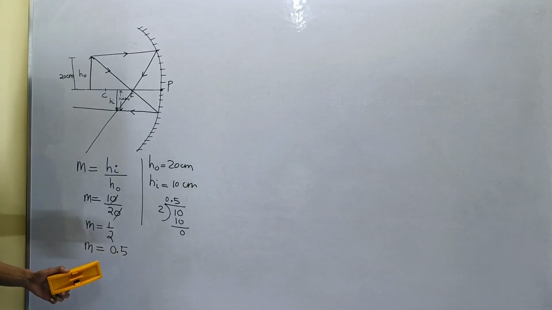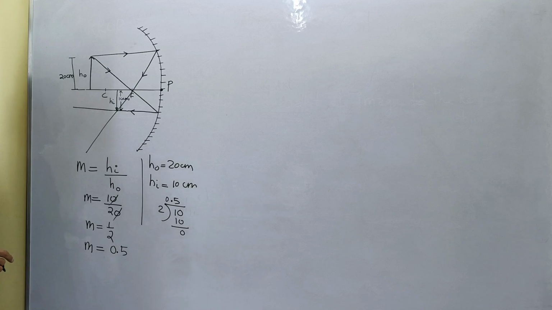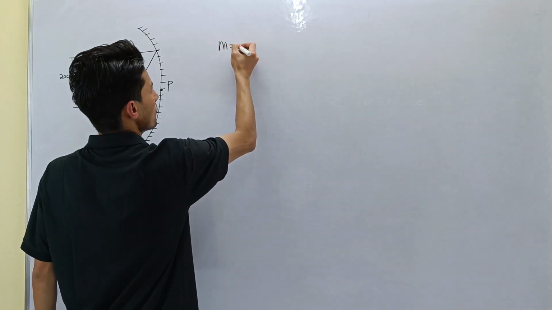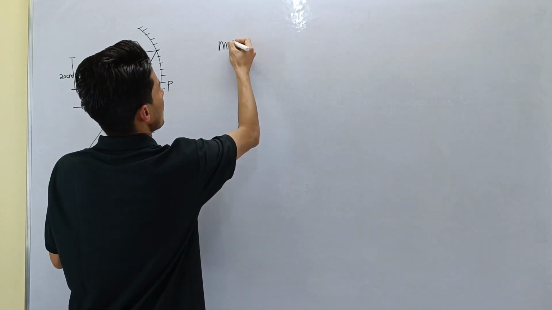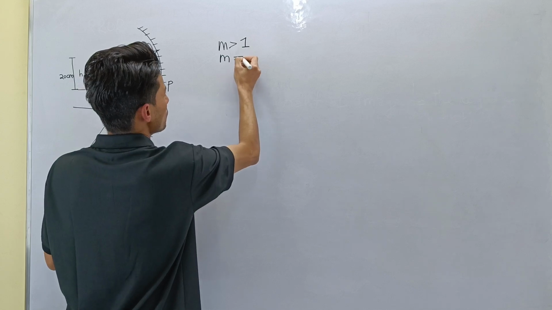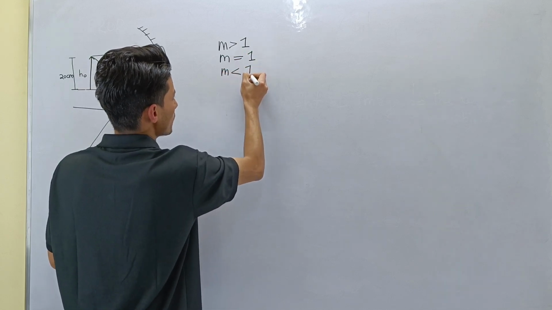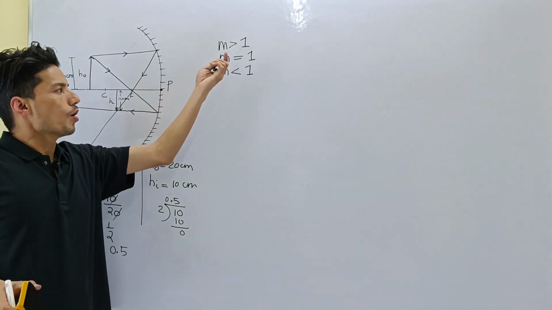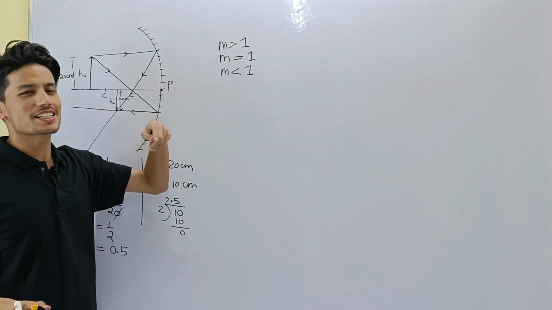Is this bigger than 1, equal to 1, or smaller than 1? That is the question. Is M bigger than 1? Is M equal to 1? Or is M less than 1? This is the case. See the symbol, I call it the mouth. Of course it is not the mouth, but that's how I learned.